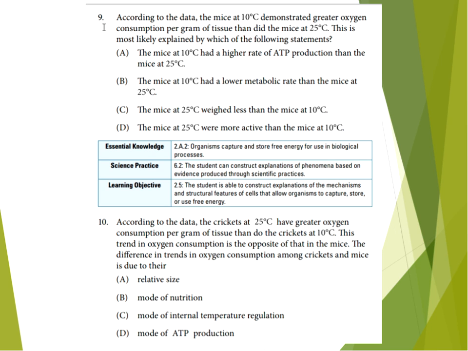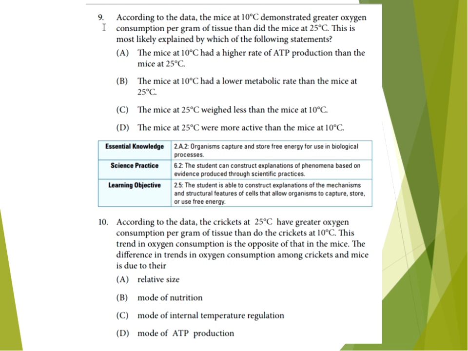All right, the next question, still dealing with that same data. It says, according to the data, the mice at 10 degrees Celsius demonstrated greater oxygen consumption, so it used up more oxygen per gram of tissue than did the mice at 25 degrees Celsius. This is most likely explained by which of the following statements?